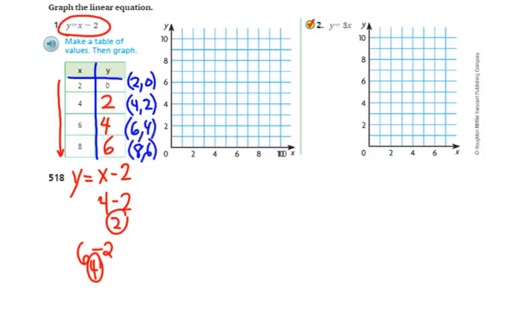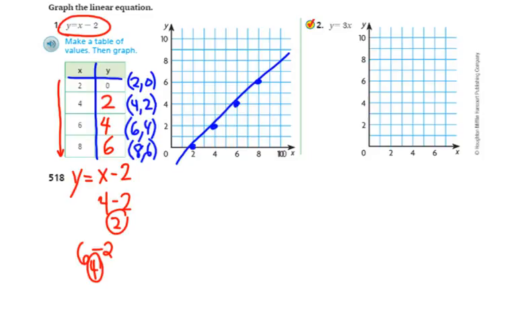Excellent. So now go ahead, pause the video, and get these points on the graph. All right, so you'll notice we got a nice straight line. Compare your points with mine, and you should be good to go. All right, question 2, let's take a look.